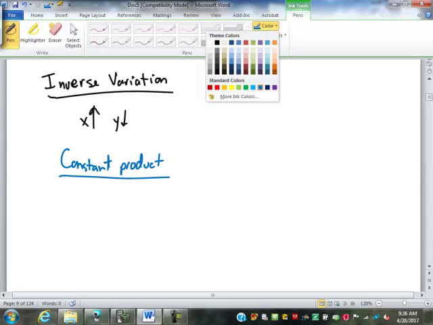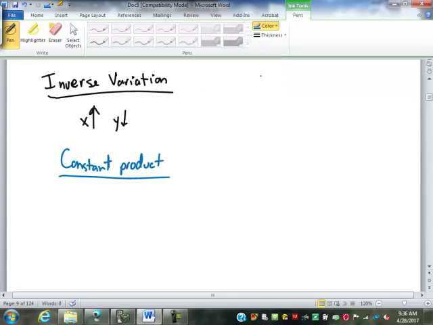The direct variation was a constant ratio, so y divided by x was equal to a constant. The constant product means x times y, or y times x, is equal to a constant. A little bit more usable form looks like this: y equals k divided by x.